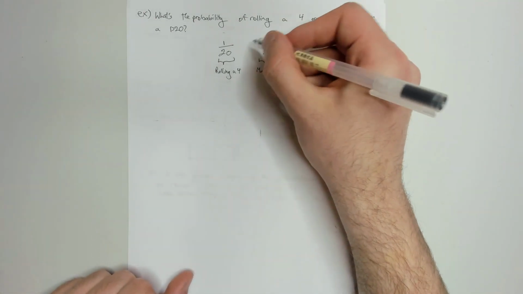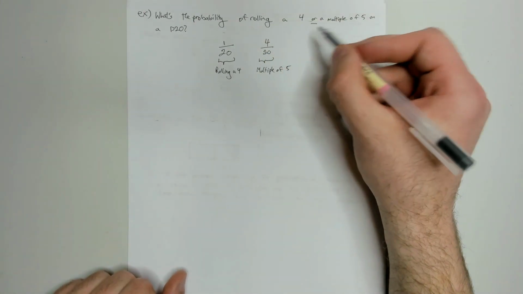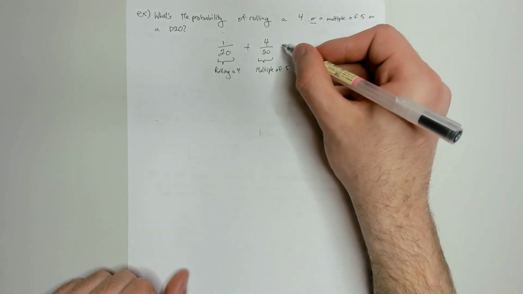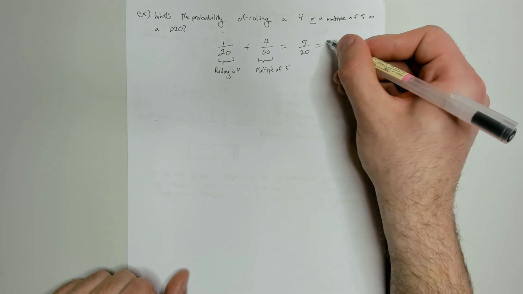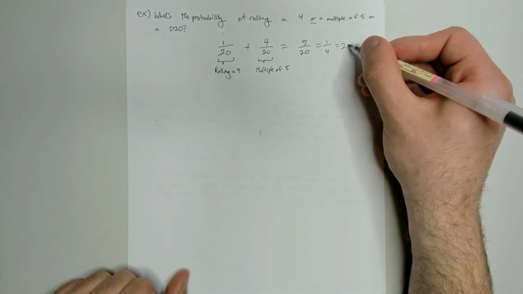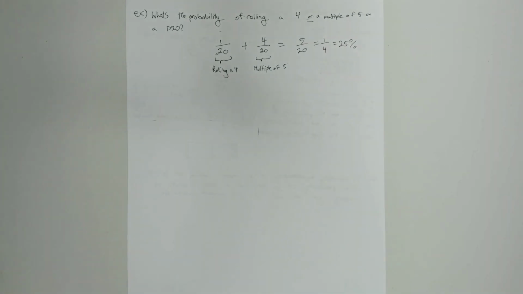So that means to find the probability of rolling a 4 or finding a multiple of 5, we can simply add these probabilities and we get 5 out of 20, which simplifies to 1 over 4 or 25%. So there's a 25% chance of either rolling a 4 or getting a multiple of 5 on a 20-sided dice.